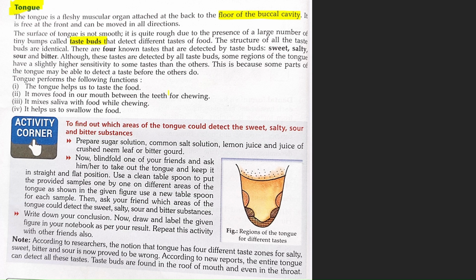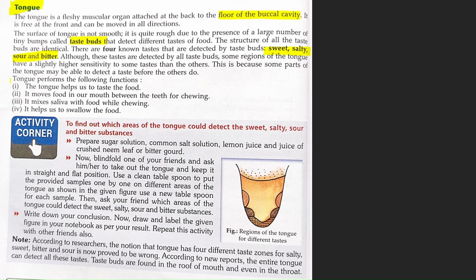There are 4 known tastes that are detected by the taste buds: sweet, salty, sour and bitter. Although these tastes are detected by all the taste buds, some regions of the tongue have a slightly higher sensitivity to some tastes than others. This is because some parts of the tongue may be able to detect a taste before the others do.